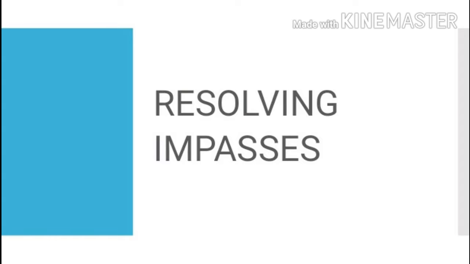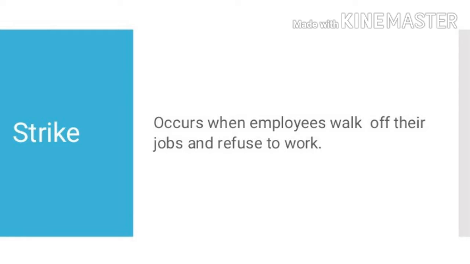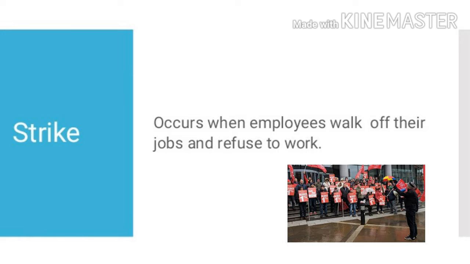So, we will now discuss resolving impasses. The basic objective of most of these tactics is to force the other side to alter or redefine its bargaining zone so that an accord can be reached. The most potent weapon that the union holds is the potential for a strike. A strike occurs when employees walk off their jobs and refuse to work.